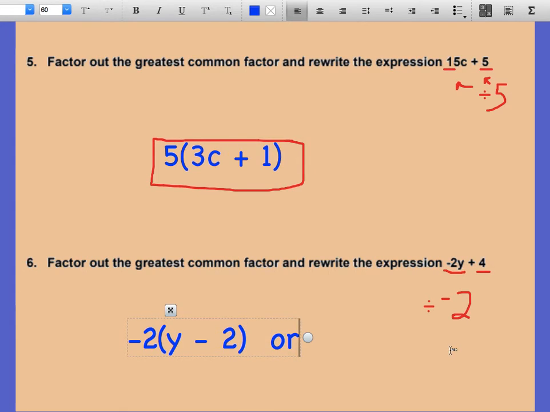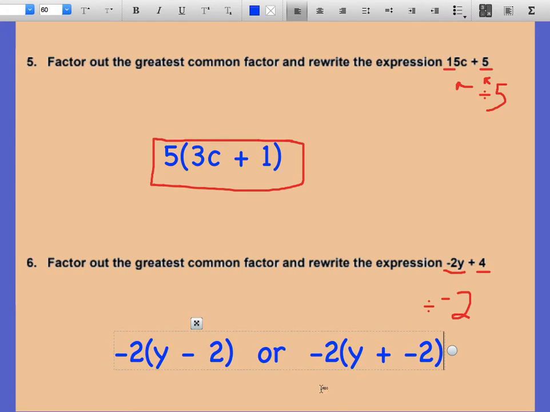Okay, here I'll also put an or. If you put negative 2y plus negative 2, that is also correct. So either way that you write it, minus 2 or plus negative 2 is okay.